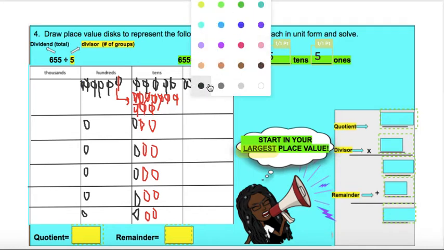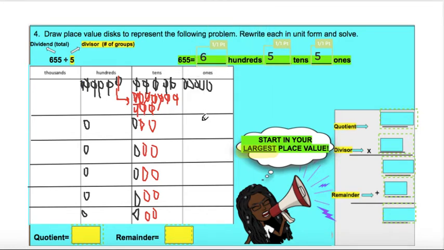No ma'am, no ham, no turkey, no cheese, no lettuce, no provolone. So now we're able to move on to our ones. Here we go. I have 5 ones and I'm going to distribute them to each group. Cross it off, put it in a group, and repeat for each group. Did I have any ones left over? No, so my remainder is 0.